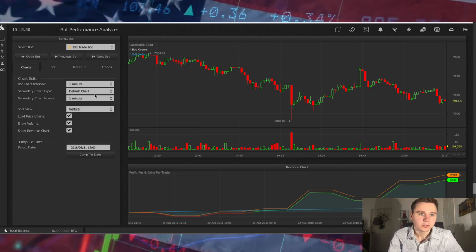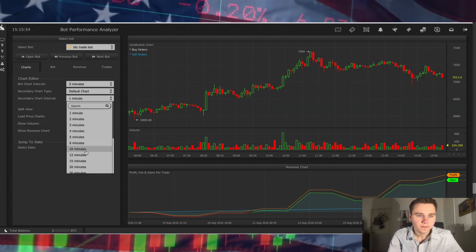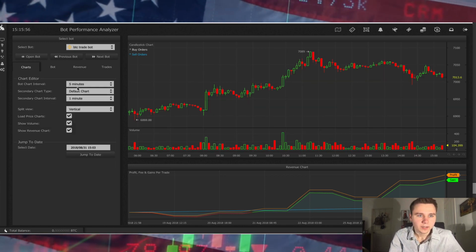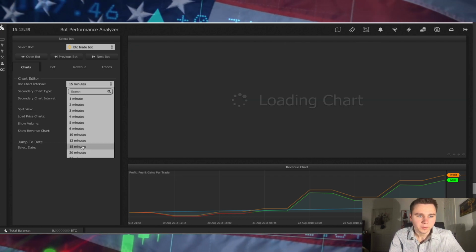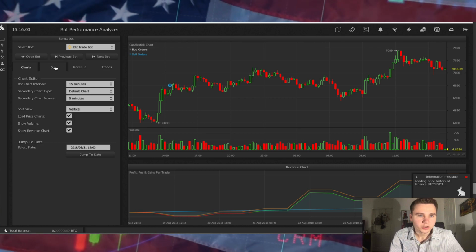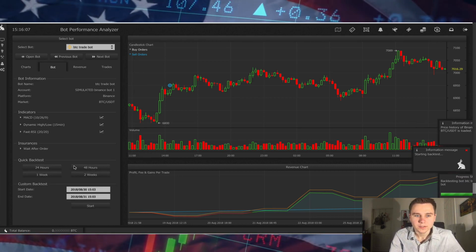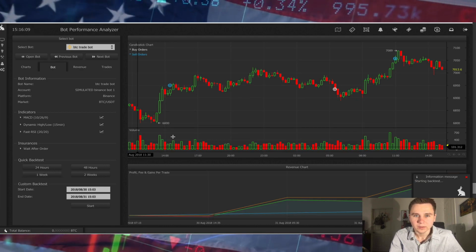So if we go into the charts, I'm going to change these up because I have to. For the bot interval, we'll stick that to 15 because that's going to be the majority, and then the second is going to be 5. And then what you want to do is go over here, and we can backtest it for 48 hours or for a week, and we can see how the bot will perform.